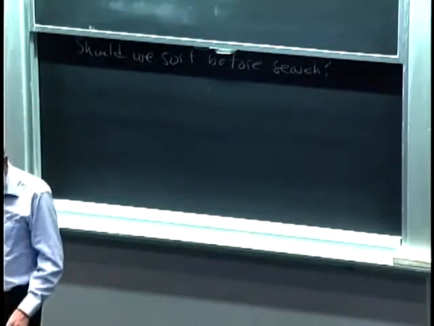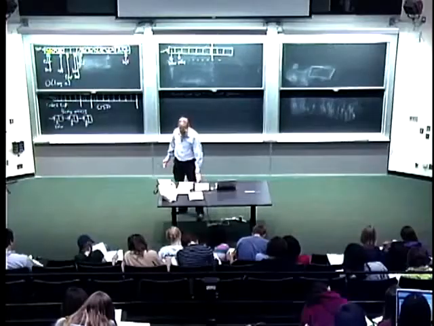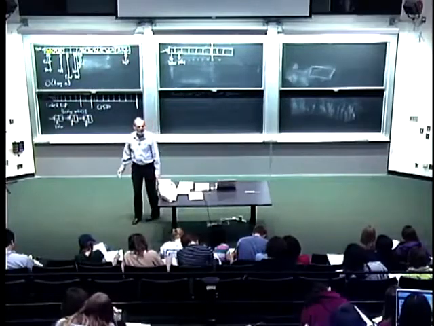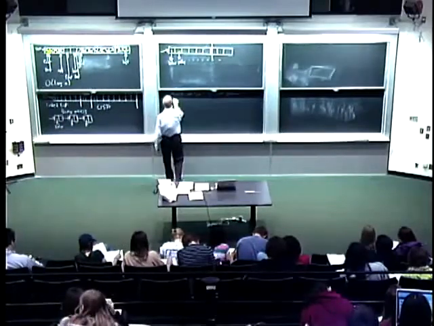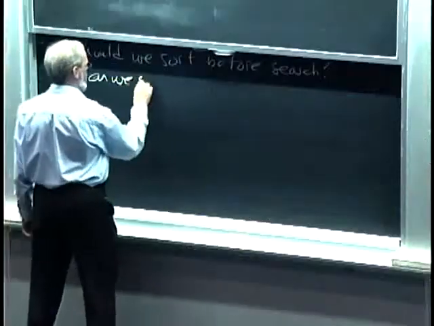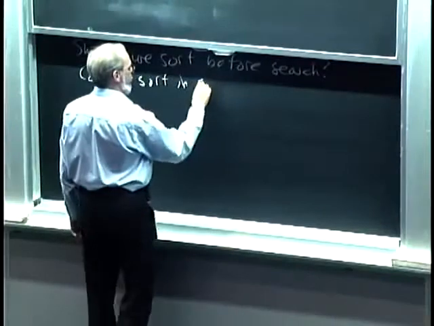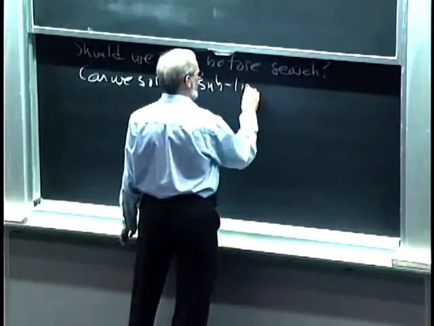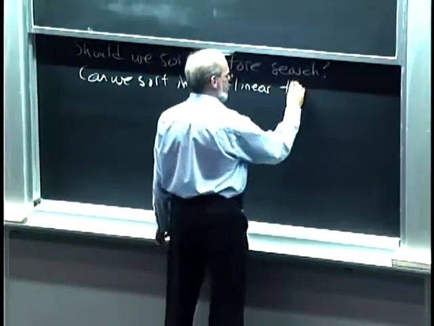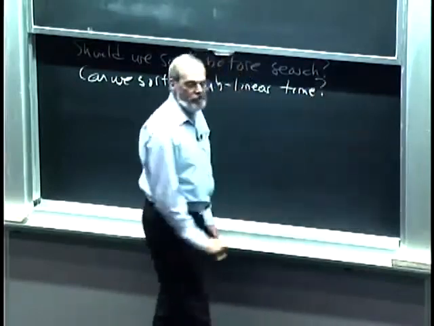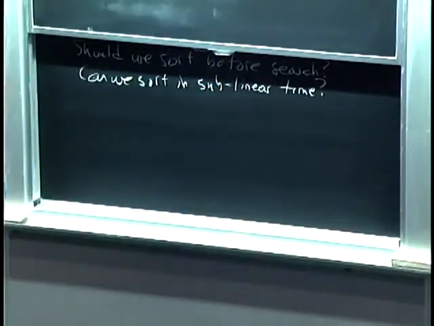Okay, so let's see. If I'm going to do this, how fast could we sort a list? Right? Can we sort a list in sublinear time? Sublinear meaning something like log, less than linear time. What do you think? Is this possible?